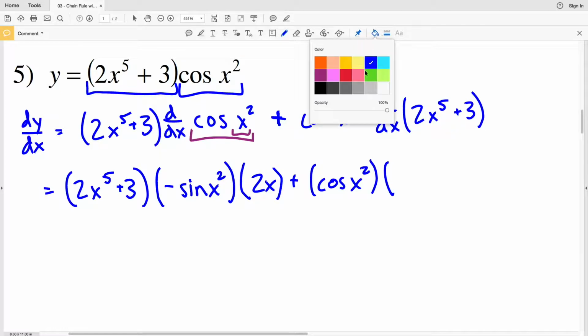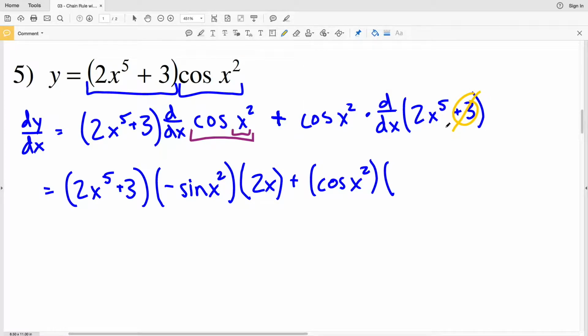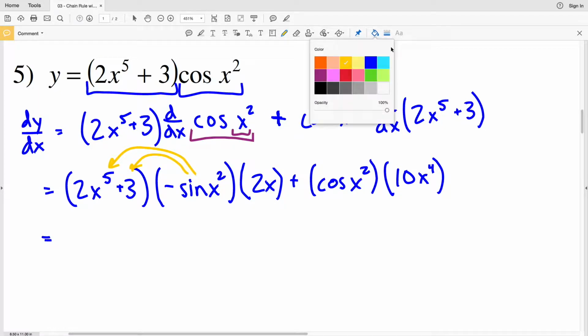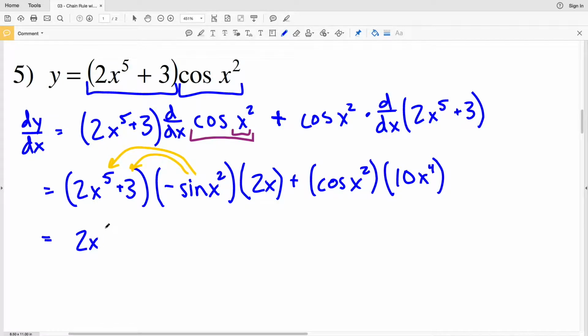This 3 is a constant, and the derivative of a constant is 0. And the derivative of 2x to the fifth, 5 will get multiplied by 2, and then that value of the exponent will decrease by 1. So I'll get 2 times 5, which is 10, times x to the fourth. Now simplifying, I'm going to distribute this negative sign to 2x to the fifth and 3. So I'll have 2x to the fifth times negative sine x squared, so that's going to be negative 2x to the fifth times sine of x squared, plus 3 times the negative sine of x squared is going to be negative 3 times the sine of x squared.